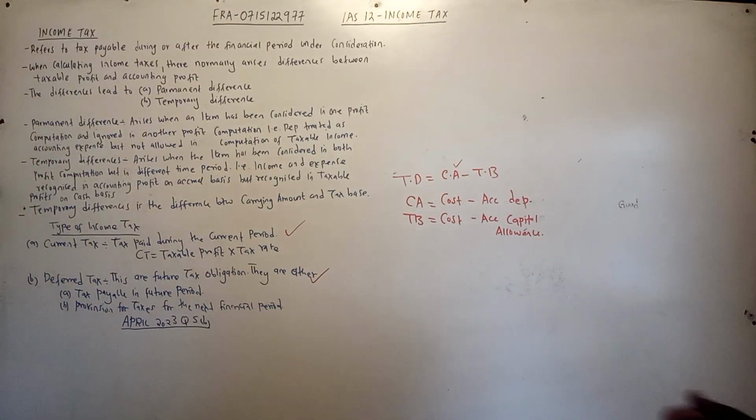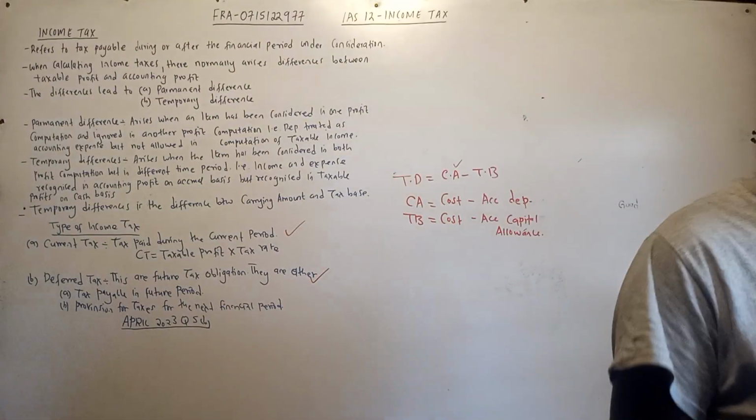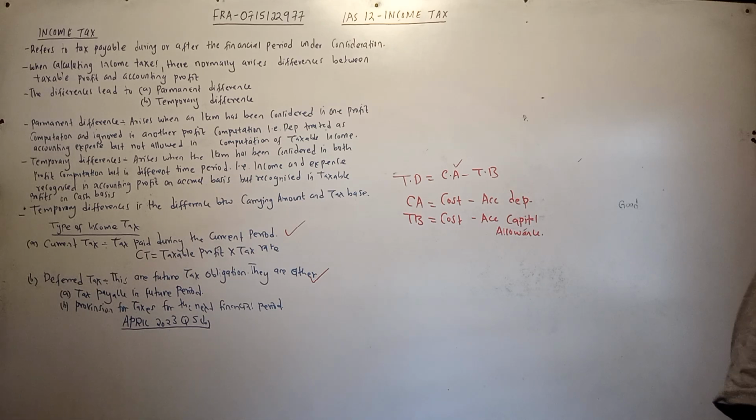Then once we finish current tax, we shall do deferred tax. Then we do a question on the same. So let us see what the meaning of current tax is. Current tax is the amount of income taxes payable for the period, for the current period. It refers to the amount of income tax that is payable for the period.